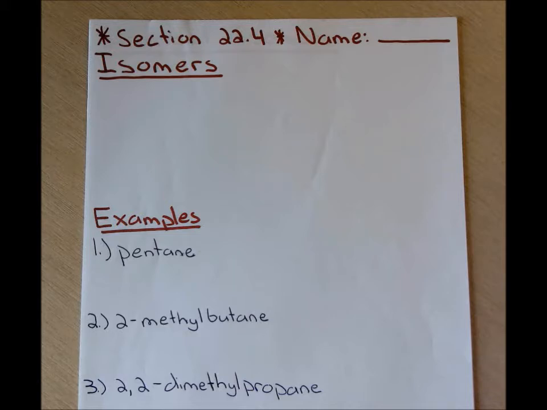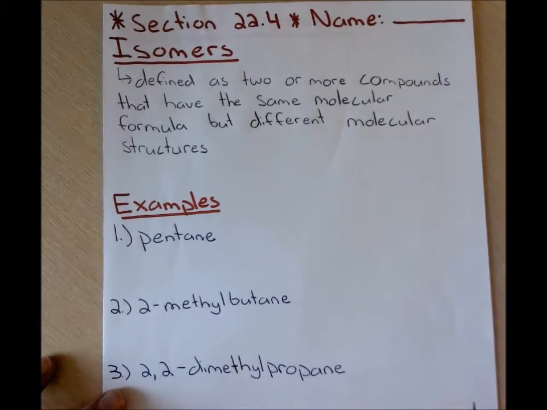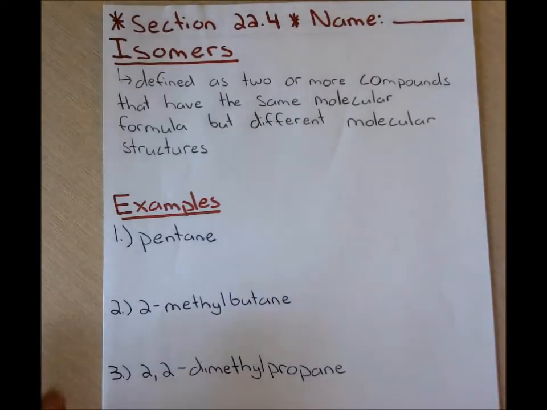So we start out here with what is an isomer. An isomer is defined as 2 or more compounds that have the same molecular formula but different molecular structures. This is a pretty broad definition, and even I don't fully comprehend it when I see it written down, so it's really good to have some examples. These 3 examples below are all isomers of one another.